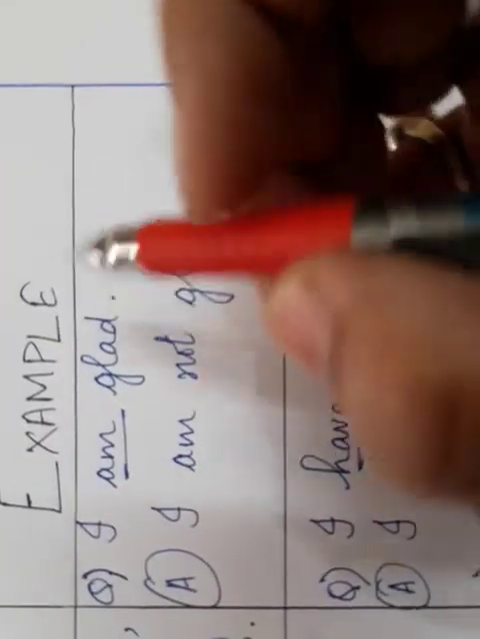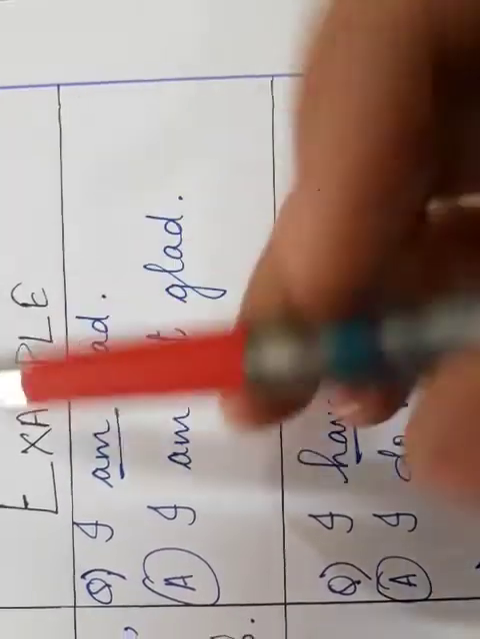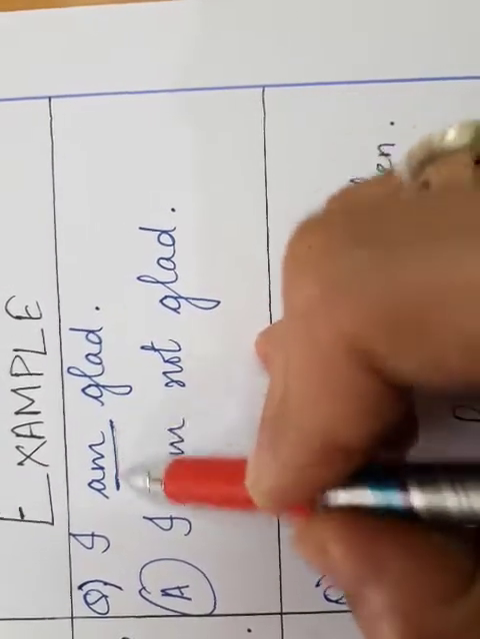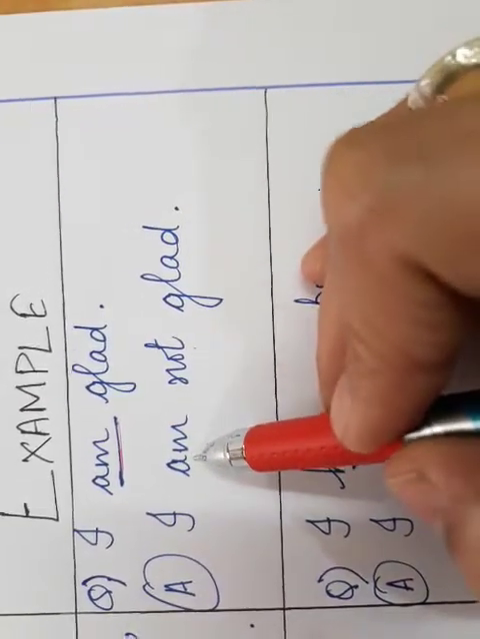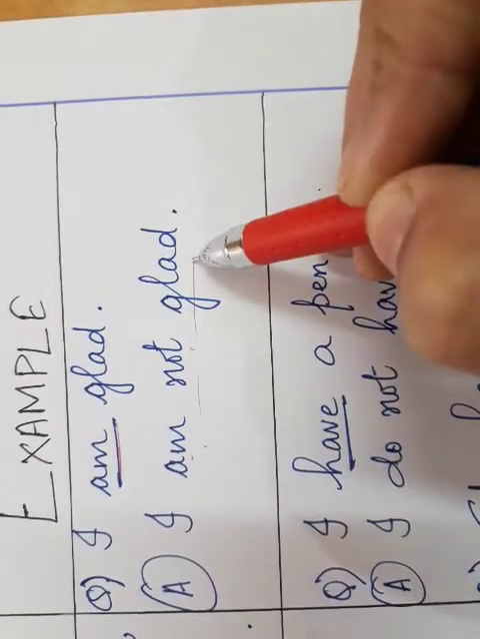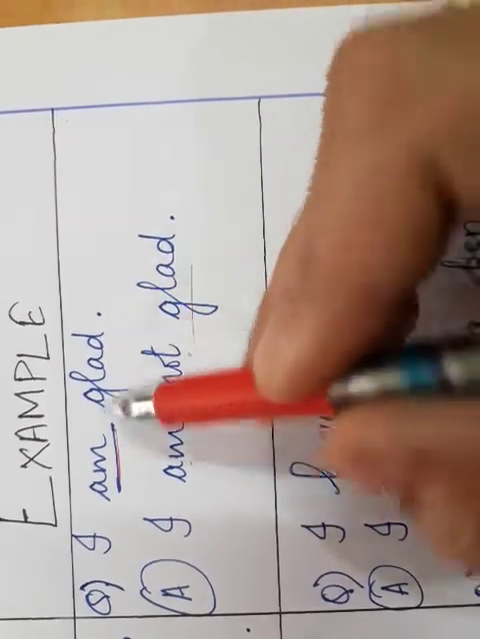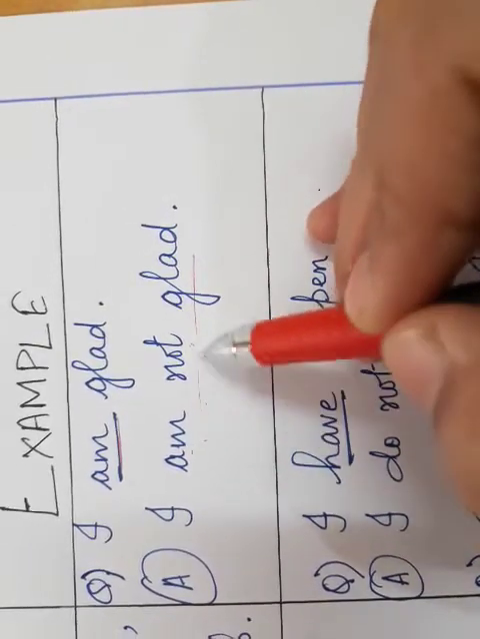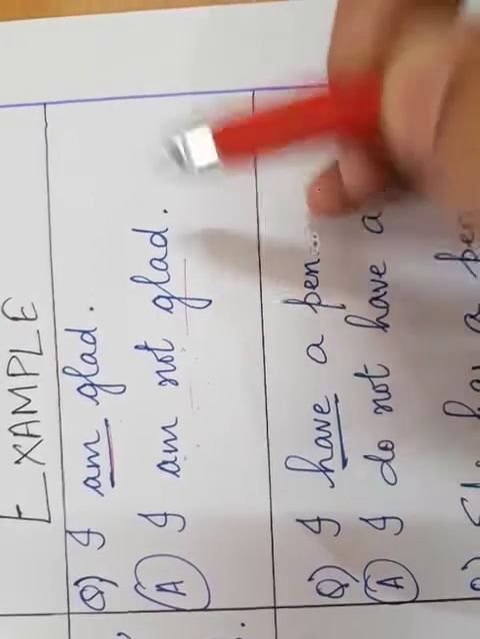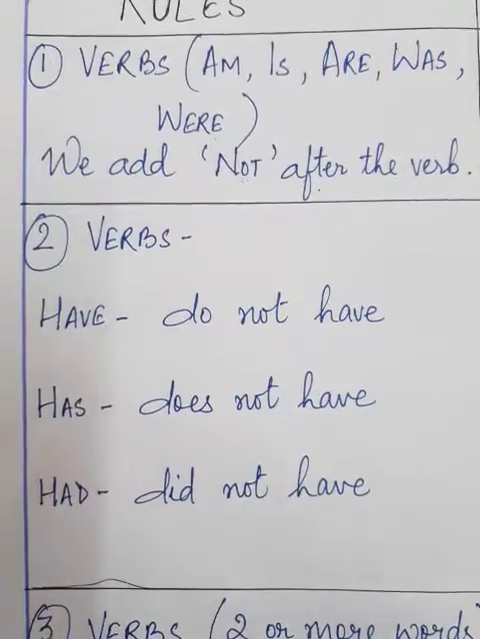For example, if your question is, I am glad. If your question is, I am glad, am is the verb present in the sentence, you will add not just after the verb to make it a negative one. So the question was, I am glad. Now your answer is, I am not glad. I hope this is clear.